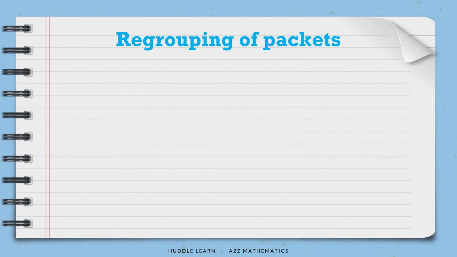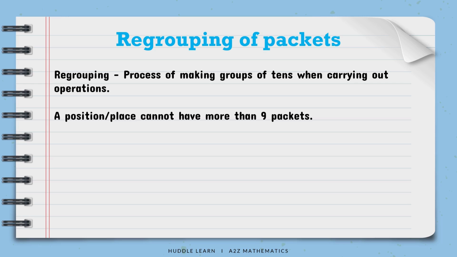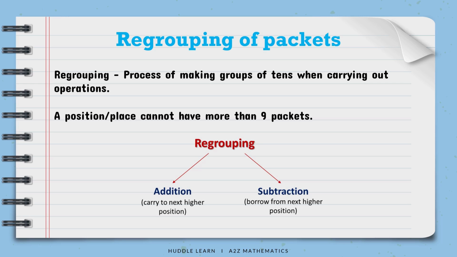Regrouping of packets. Regrouping is the process of making groups of tens when carrying out operations like addition and subtraction with 2-digit or larger numbers. To regroup means to rearrange packets in place value to perform an operation.